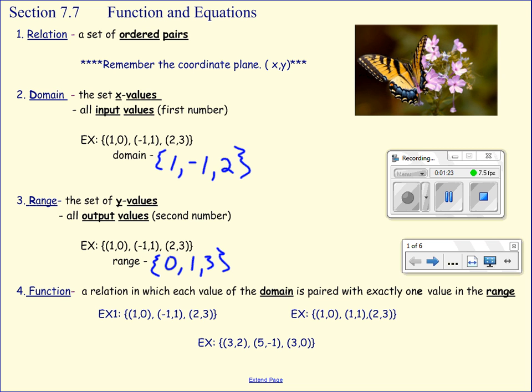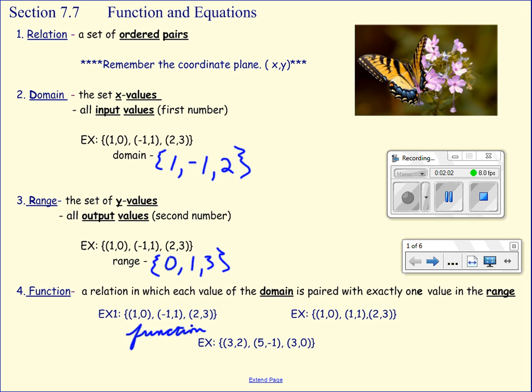And our final term for this section would be function. A function is a relation in which each value of the domain is paired with exactly one value in the range. So let's note in example 1, we have the ordered pairs (1, 0), (-1, 1), and (2, 3). This is known as a function because each value of the domain is paired with exactly one value in the range.